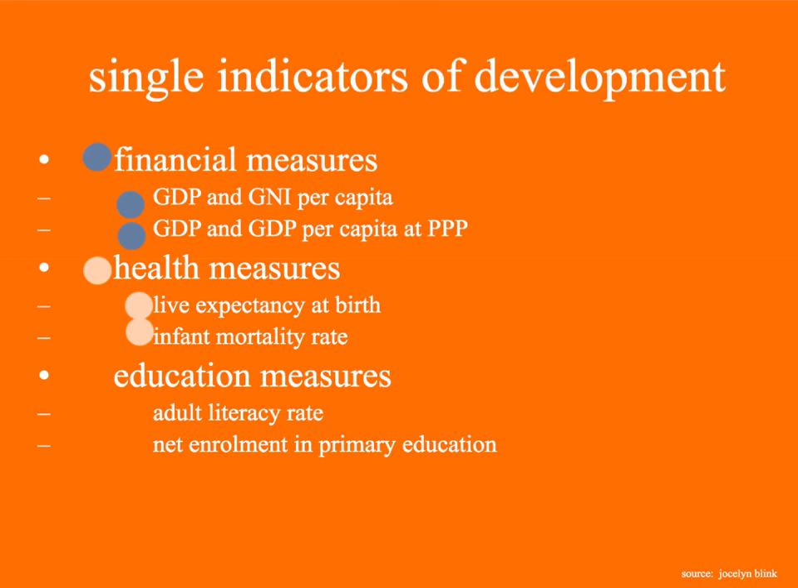And the last single indicator that we're going to take a look at here is education measures, right? There are two main education measures we're going to take a look at. One is the adult literacy rate, and the other one is net enrollment in primary education. And so the adult literacy rate is a measure of the proportion of the adult population over the age of 15 which is literate, expressed as a percentage of the whole adult population for a country at a specific point in time.